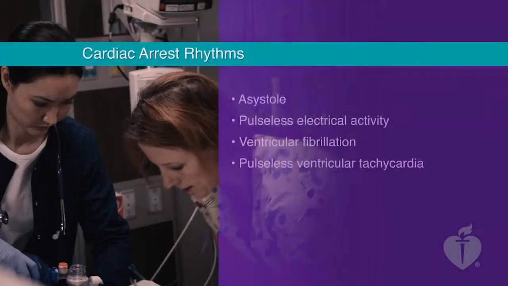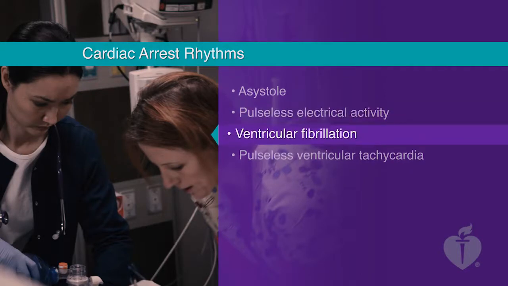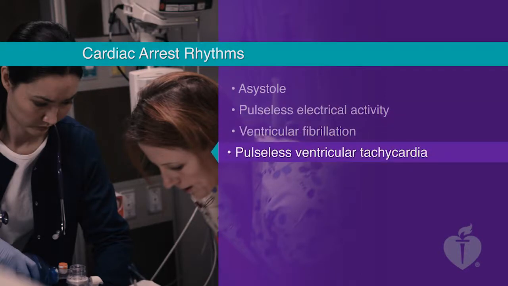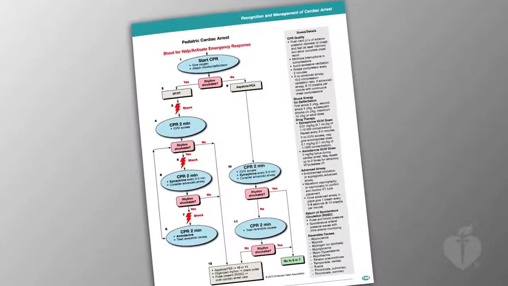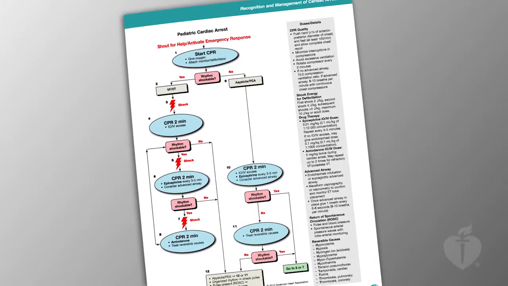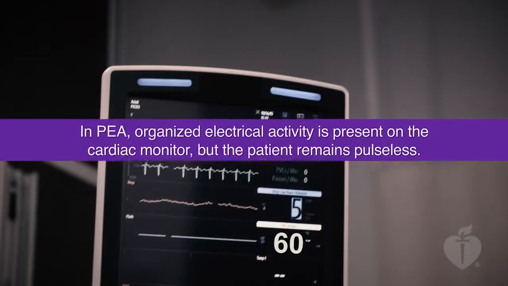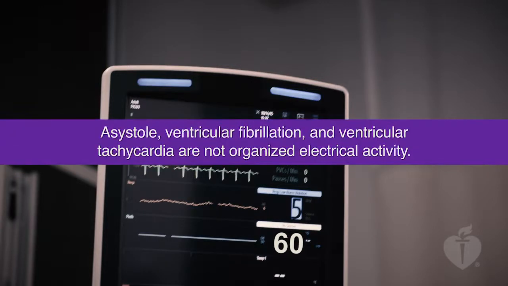Cardiac arrest states include asystole, pulseless electrical activity, ventricular fibrillation, and pulseless ventricular tachycardia, including torsades de pointes. For all these cardiac arrest states, CPR should be performed and emergency medication should be provided in accordance with the pediatric cardiac arrest algorithm. In pulseless electrical activity, PEA, organized electrical activity is present on the cardiac monitor, but the patient remains pulseless. Asystole, ventricular fibrillation, and ventricular tachycardia are not considered organized electrical activity.